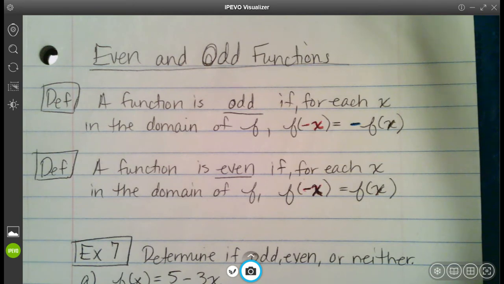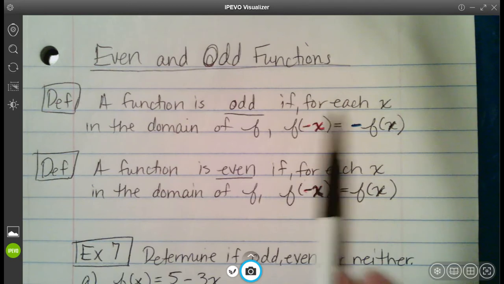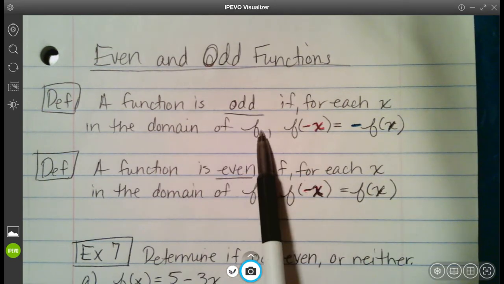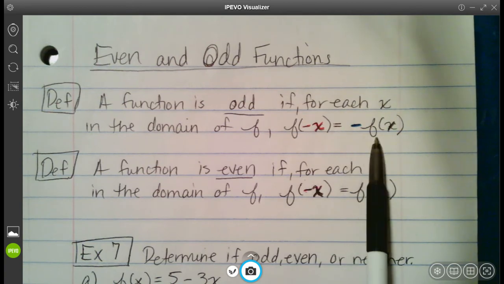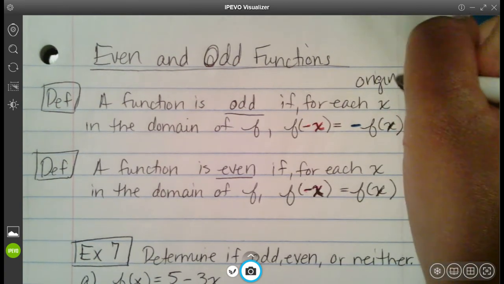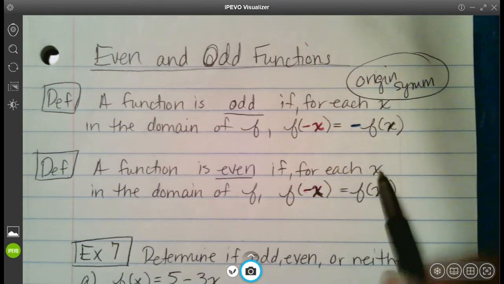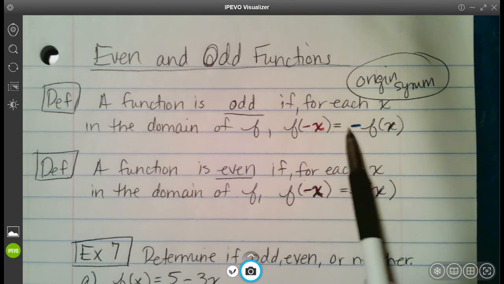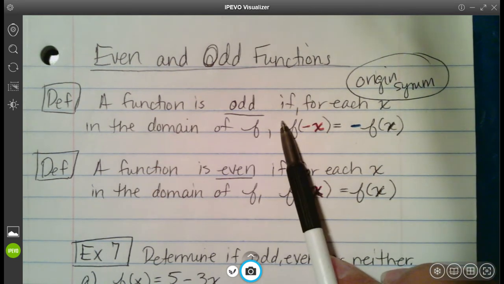So what happens is we have that a function is considered odd if for each x in the domain of f, so every x in the function, f of negative x is equal to negative f of x. And this is actually the same as origin symmetry. So all we got to do is test for origin symmetry, and if it comes out, then that means that it's odd, okay?